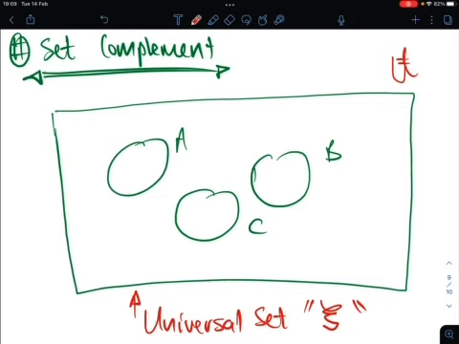But every time complements are involved, that is the time within which you must always bring about the universal set. Because to define the complement, you will always have a need for the universal set, because without the universal set, it's impossible to define what a complement really is.